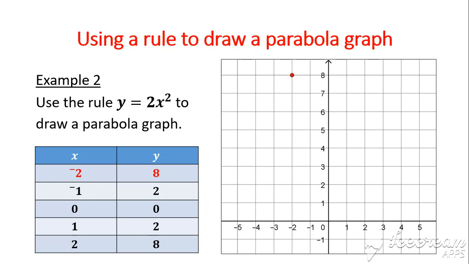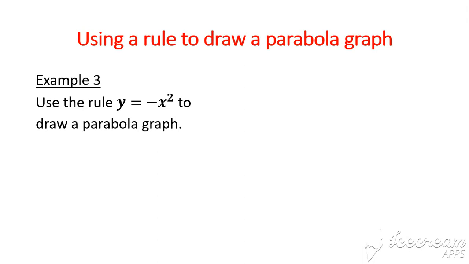So here we go: -2, 8; -1, 2; 0, 0, that's the origin; 1, 2; and 2, 8. Once again, we're not going to pick up a ruler. We're going to just draw freehand the best we can and draw this beautiful looking parabola here. Right, example 3. Let's use the rule y is equal to -x squared to draw our last parabola.